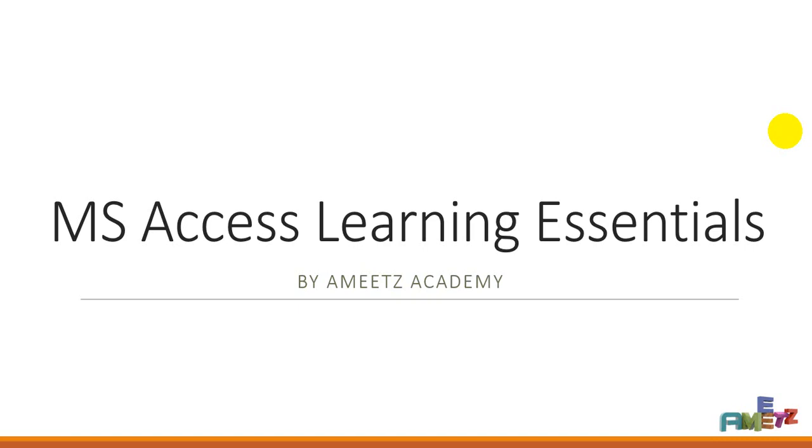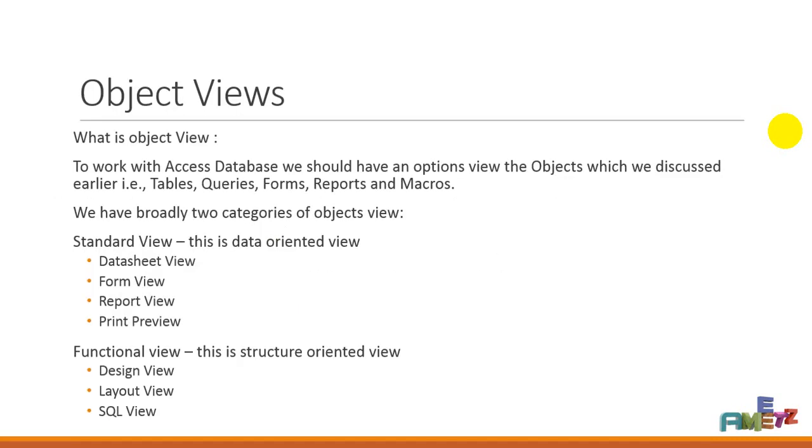So in the earlier video we talked about what is a database, the Access database, and what are the database objects, and we have described everything. In this session, in this video, we will be learning object views. We talked about all the objects, which are called tables, queries, forms, reports, and macros. So we need to have an object view, and how to see the object view, we will be learning, and also an example to understand why Access is useful to work with databases.